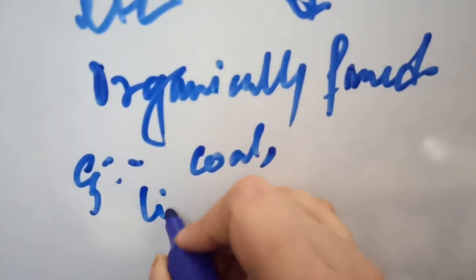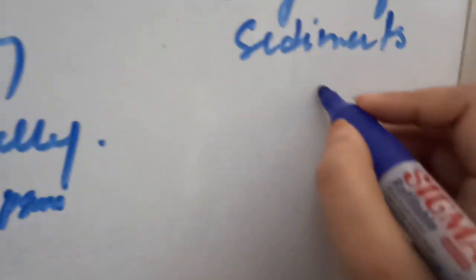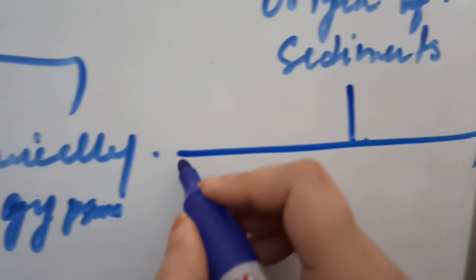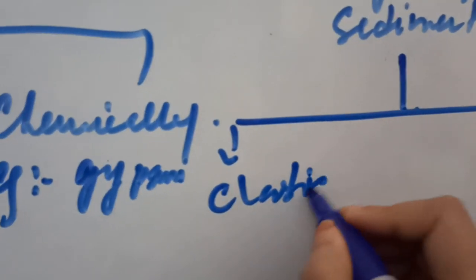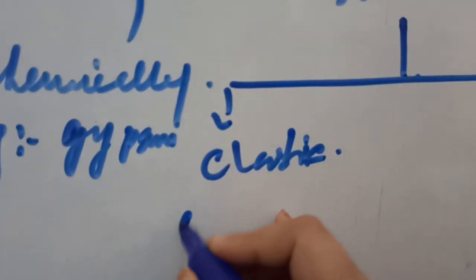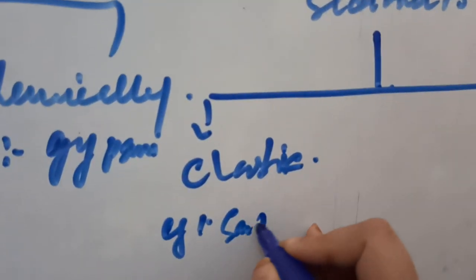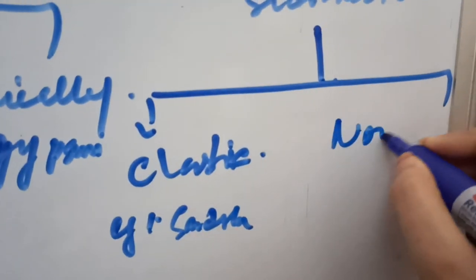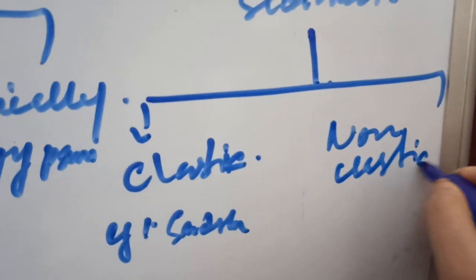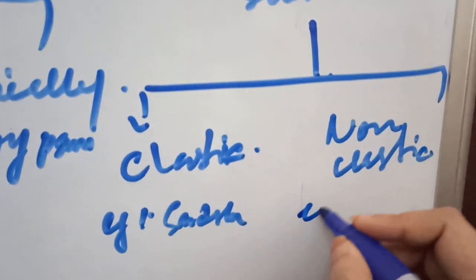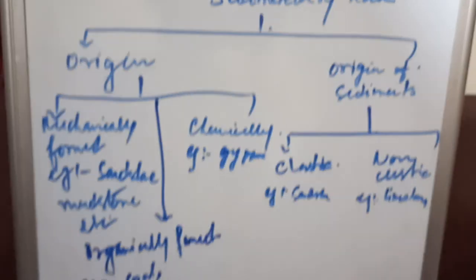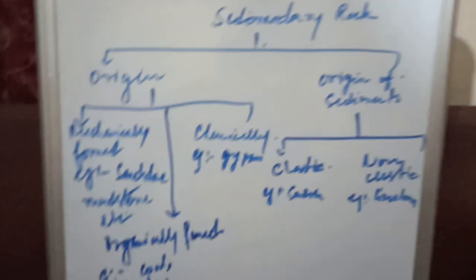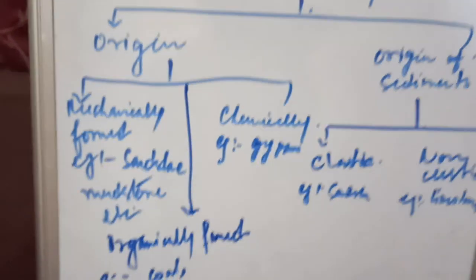Then limestone. Next classification is based on the origin of the sediment. So based on that, it has been classified into two groups. One is the clastic. The example of this is sandstone, and another one is the non-clastic. Example of it is limestone. So this is the classification of the sedimentary rock.